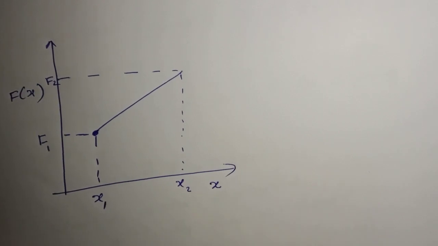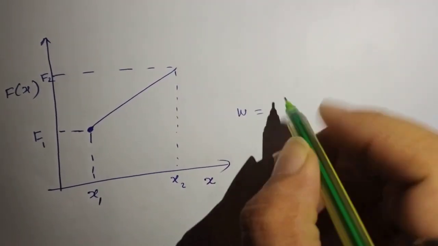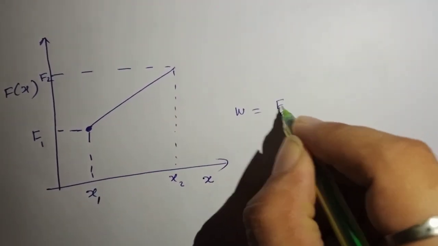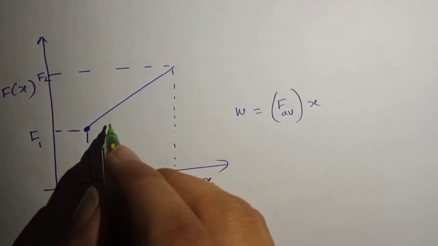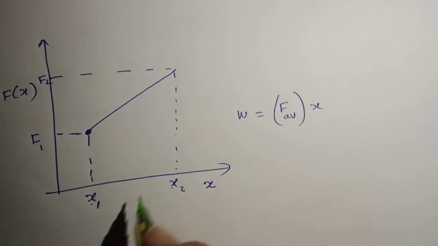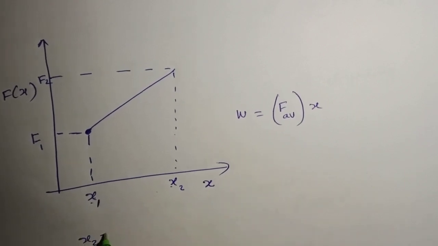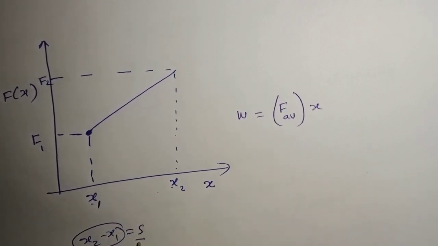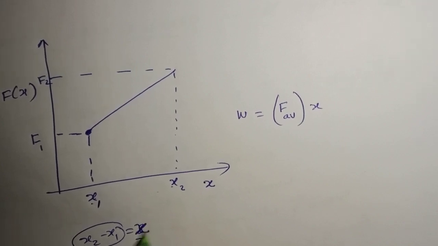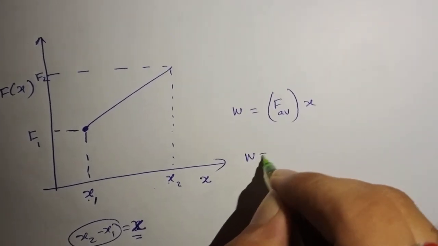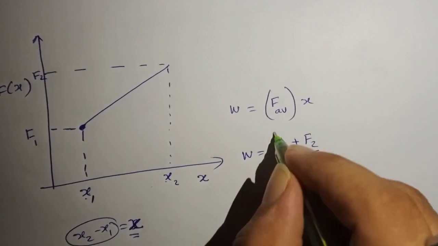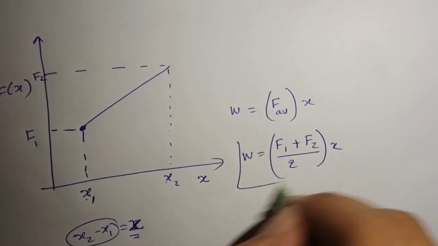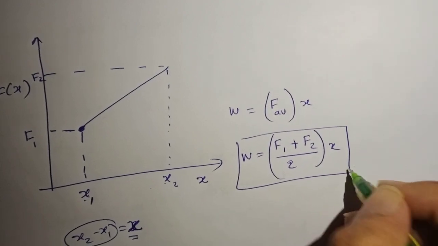So in this case, how to calculate work done? Work done equal to average force into displacement. Say in this process the displacement is x2 minus x1. So let me take displacement x2 minus x1 equal to some s or x. Work done will be equal to (F1 + F2)/2 into x. So this is how we have to calculate work done.